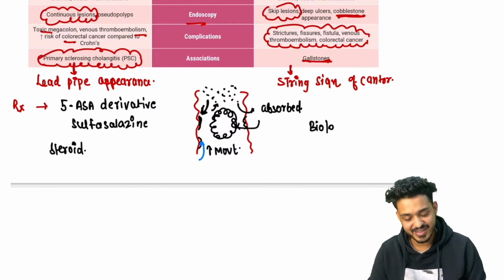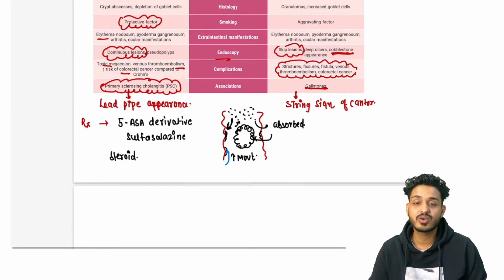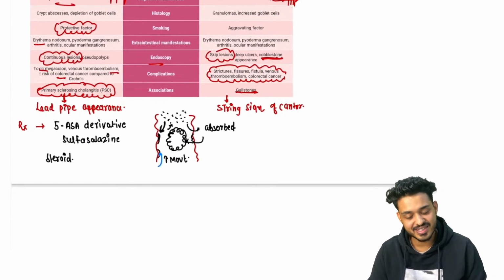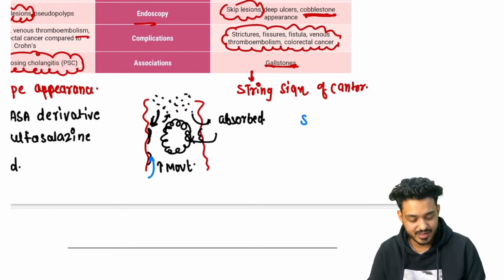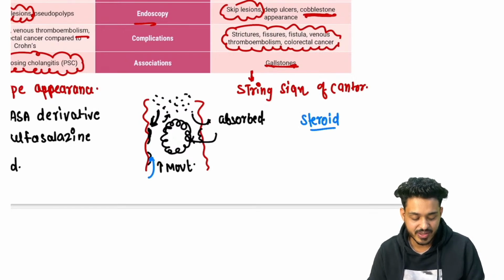Here in this particular case, in the cases of Crohn's disease, we are having the treatment. What is the treatment we are going to give? The treatment that we are going to give is going to be your steroid.